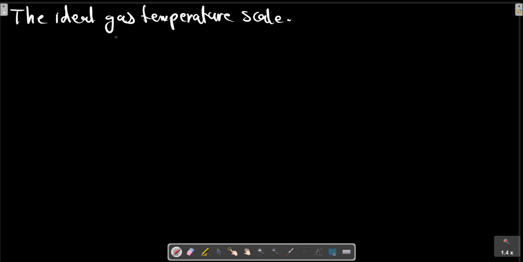In this section, we reconsider in detail the ideal gas temperature scale introduced before in the previous chapter 3, section 6. This scale is based on the observation that as the pressure of a real gas approaches zero, its equation of state approaches that of an ideal gas.